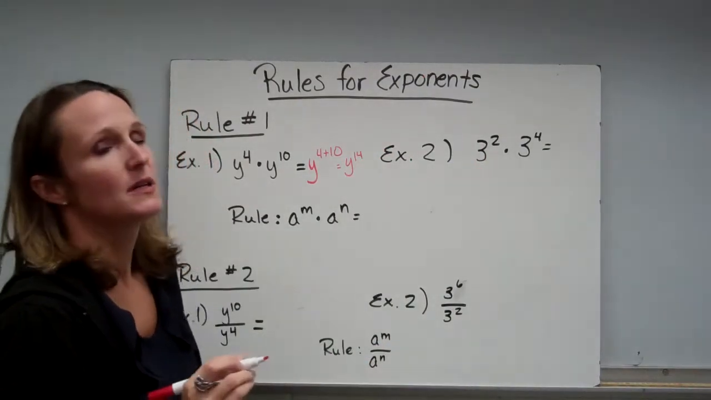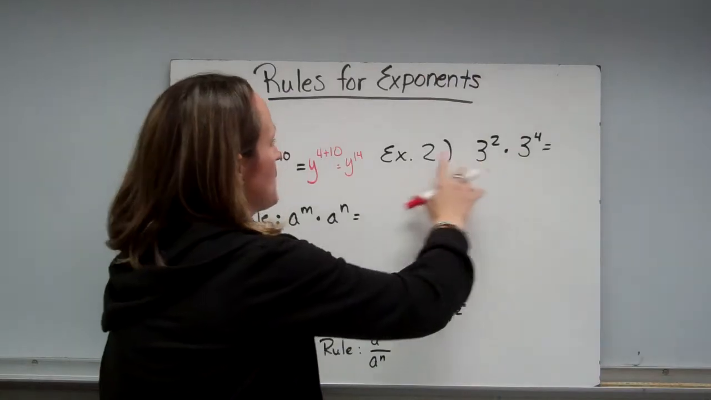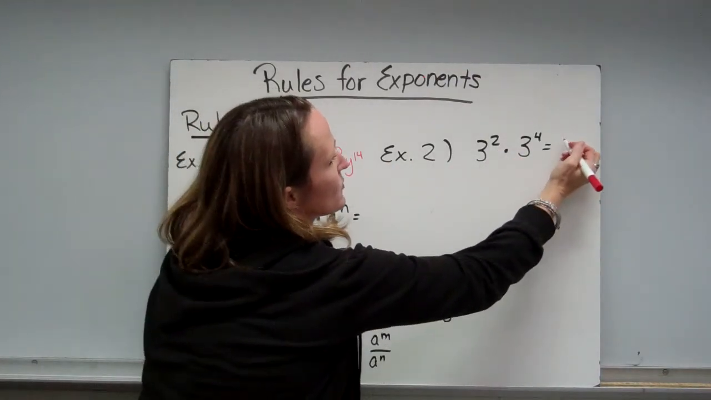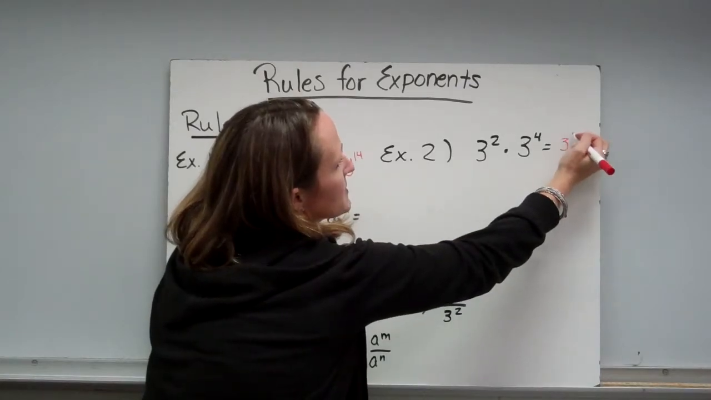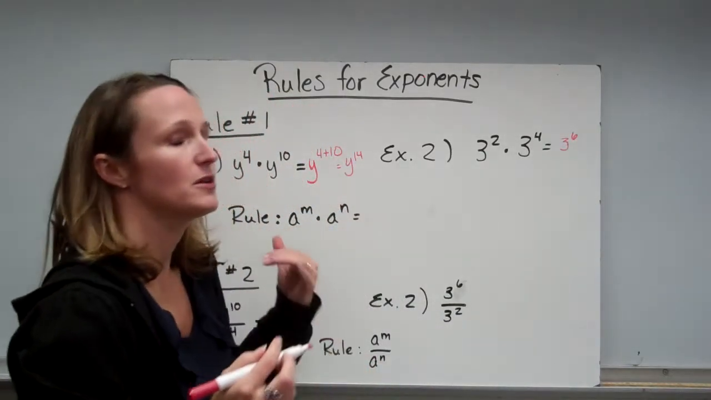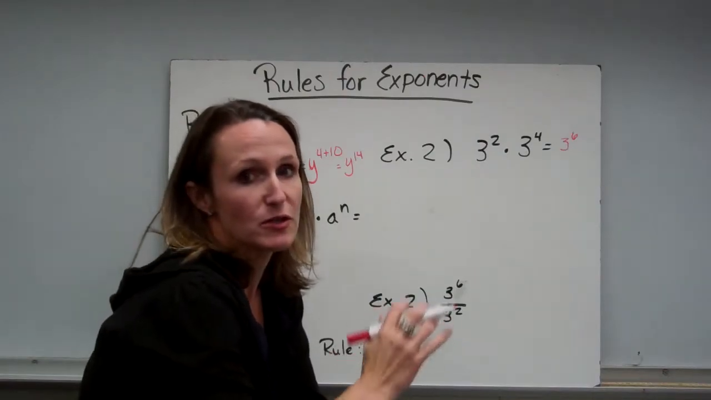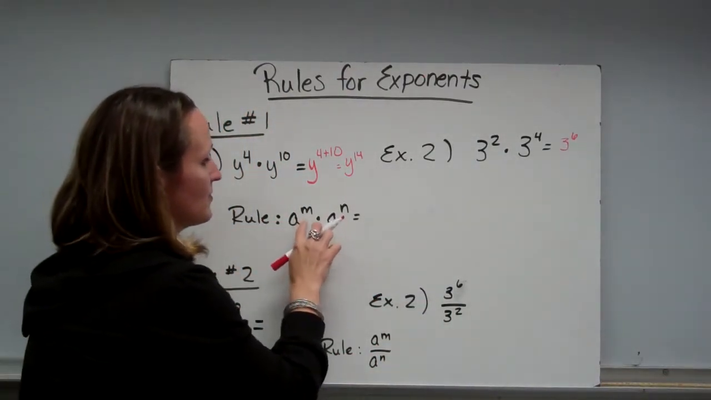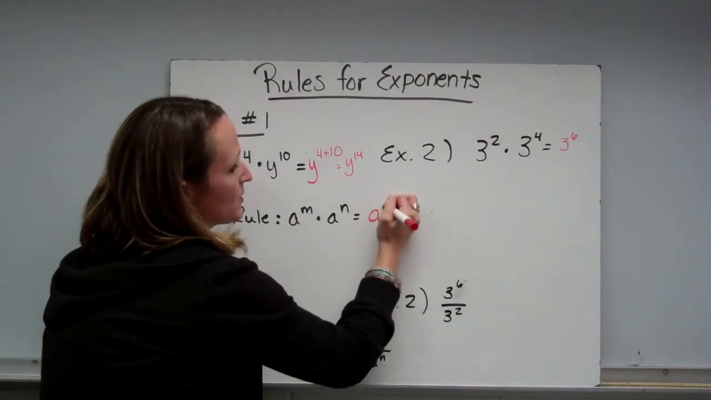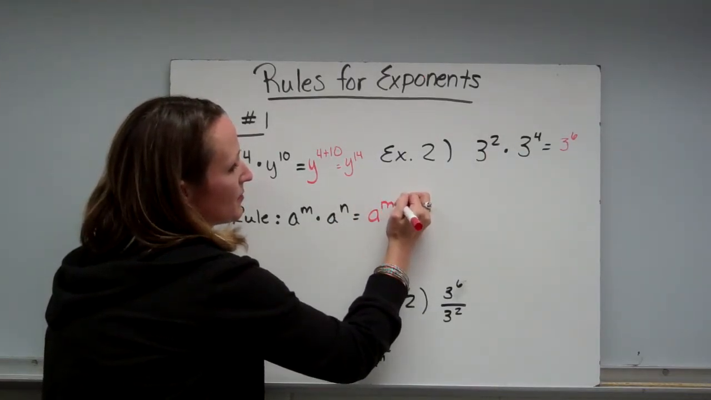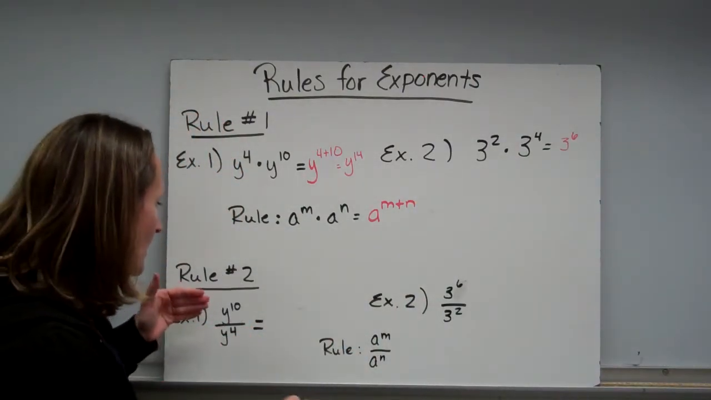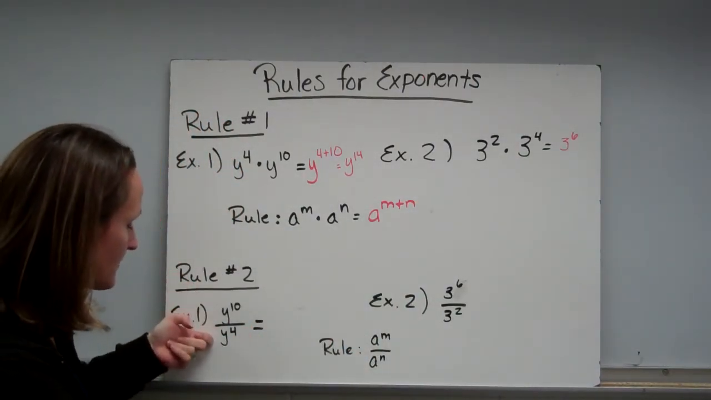Same thing happens if we have an actual number instead of a variable. 3 squared times 3 to the 4th would equal 3 to the 6th. Of course, you could also simplify that and actually do 3 to the 6th power. So we can say the rule for a to the m times a to the n equals a to the m plus n. Okay, so what about if we are doing division?